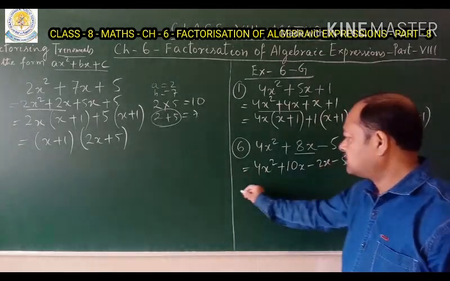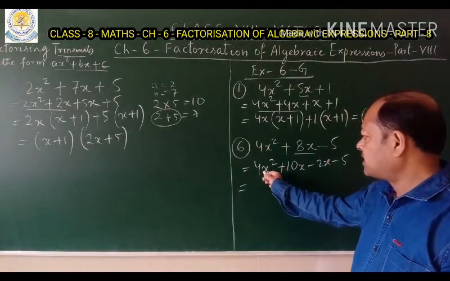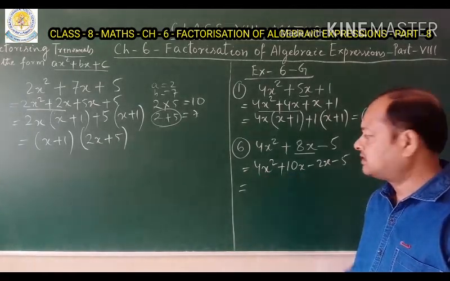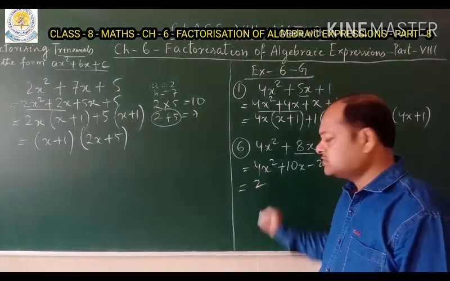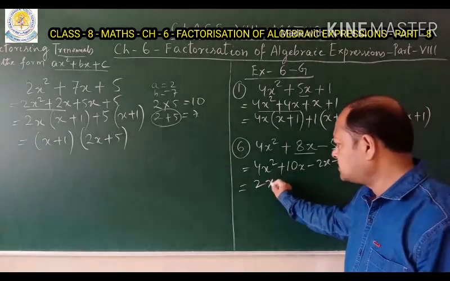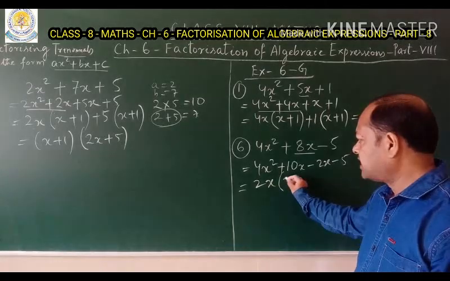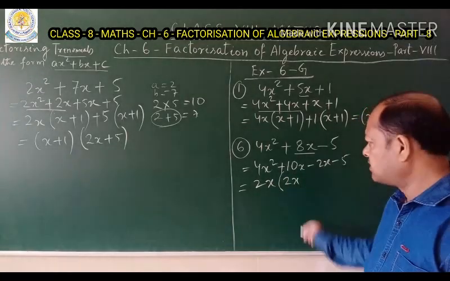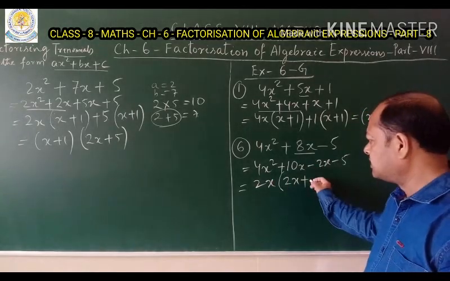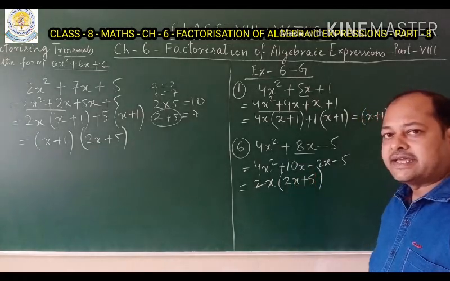Write the last term. Now it is time to take common. Here the coefficients are 4 and 10. What is common between 4 and 10? Take the HCF, that is 2. And what is common between x square and x? That is x. If you take 2x as common, what is left here? That is 2x left here. Plus, if you take 2x from 10x, what is left? That is 5, because 2x into 5 will be 10x.